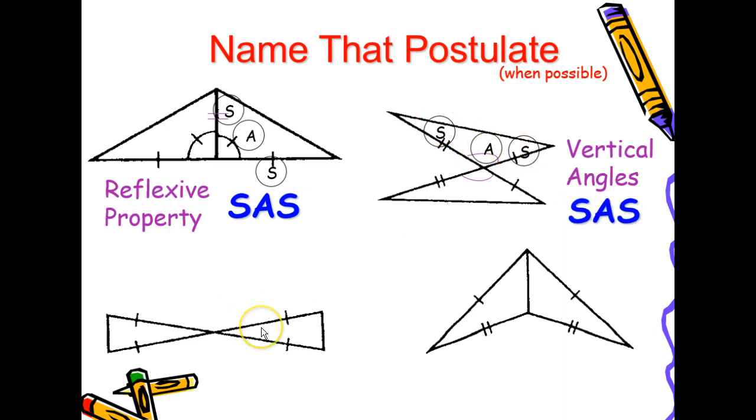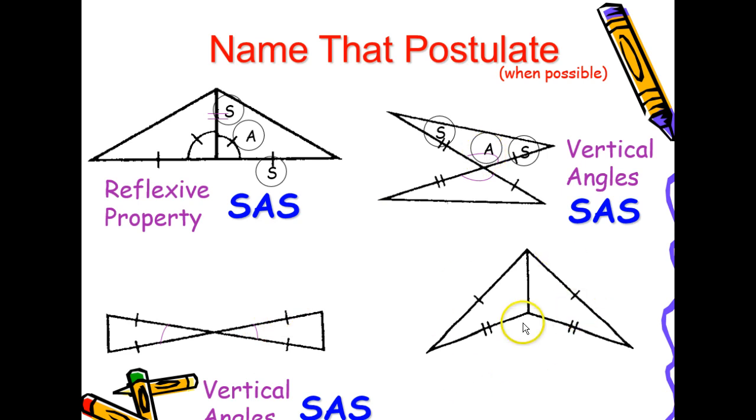This last one here is another what I call the bow tie picture. Bow ties have vertical angles, okay? See the giant X there? So we say those two angles are congruent because of vertical angles theorem. Again, we have side, angle, side. I don't need to label this one. It's real similar to that one.